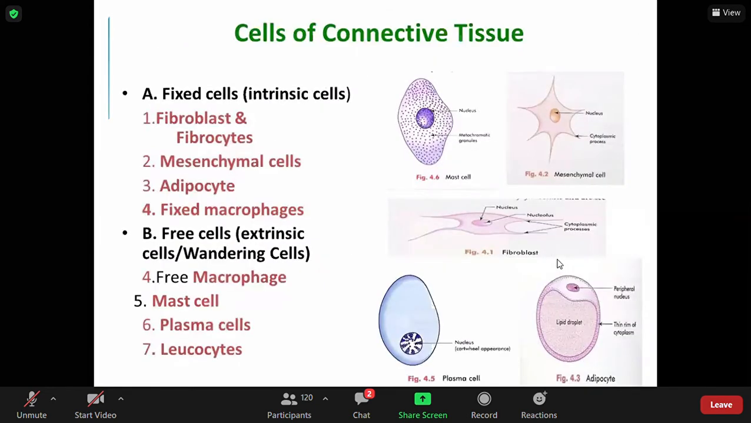Another cells of connective tissue, better understood now: fixed cells or intrinsic cells. You have the fibroblasts and fibrocytes. Mature cells are called fibrocytes; the fibroblasts are the immature cells. Mesenchymal cells, you know already. The adipocytes and the fixed macrophages, so intrinsic or fixed. And the free cells, or the extrinsic cells or wandering cells: you have again the free macrophages or the monocytes, and then your mast cells, plasma cells, leukocytes, and the other cells that are in the blood.